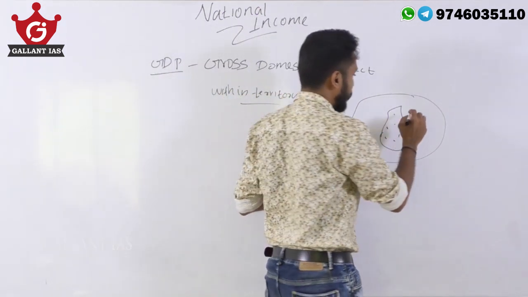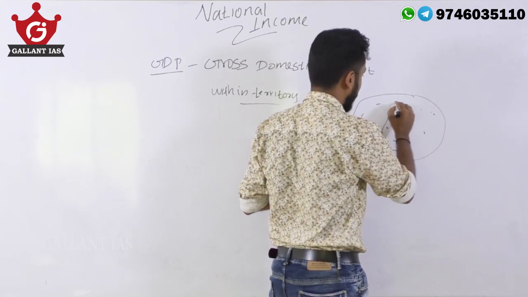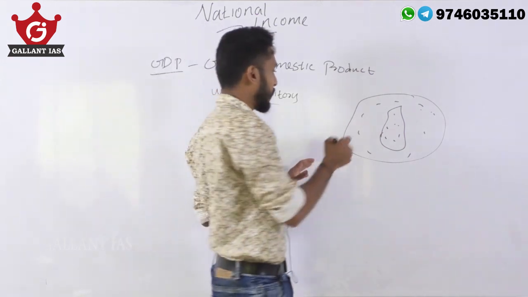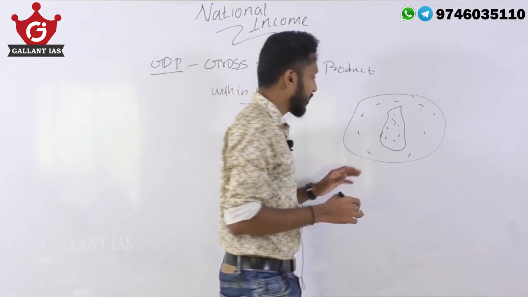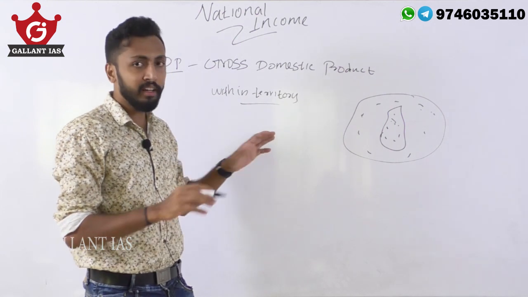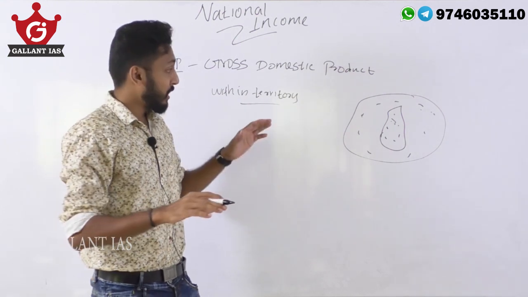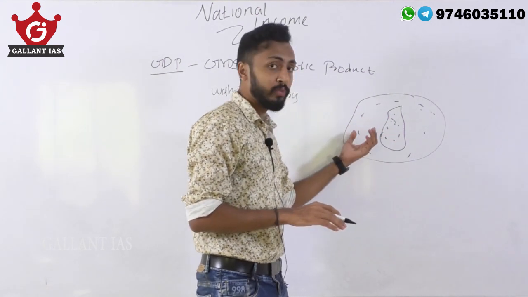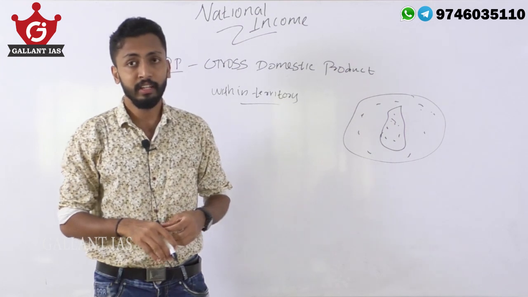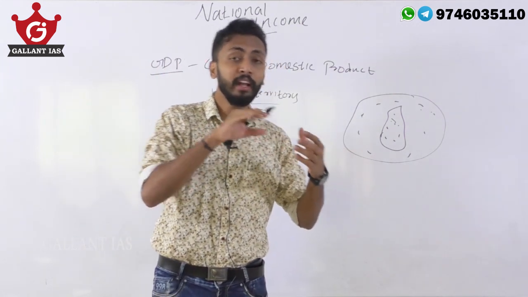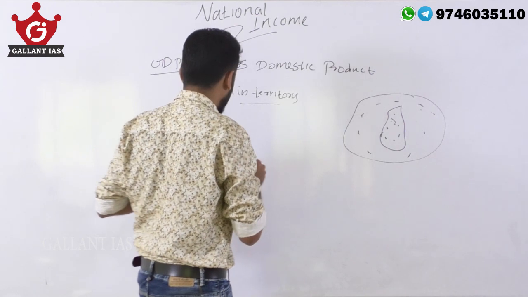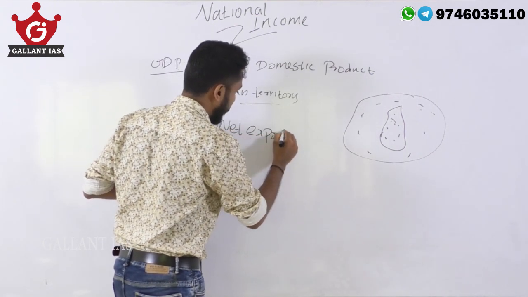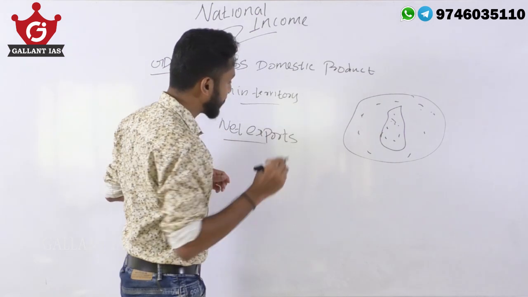Any goods produced anywhere outside this territory are not considered to calculate GDP. Even though it is sold in the country, if it is produced outside the country, it is not taken into consideration. If a good is produced in the country and sold outside the territory of the country, it is taken into consideration. That is the difference between export and import. Here arises the key term net exports. Net exports is calculated to find out GDP.